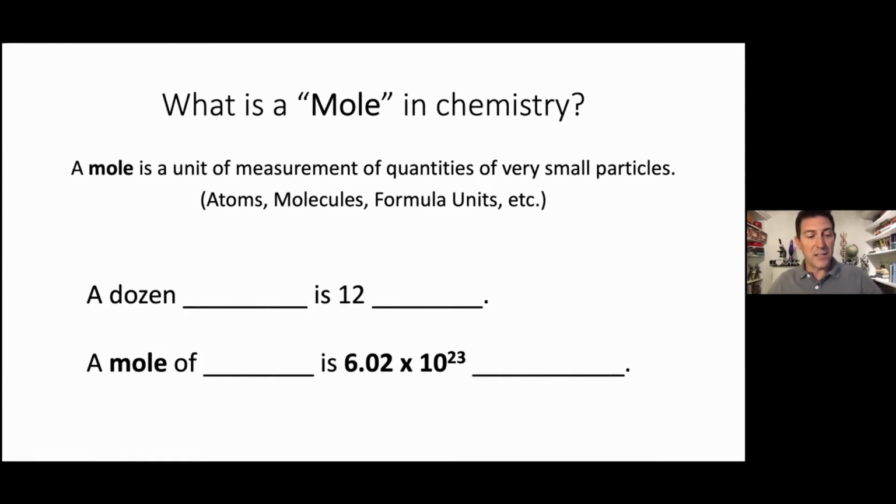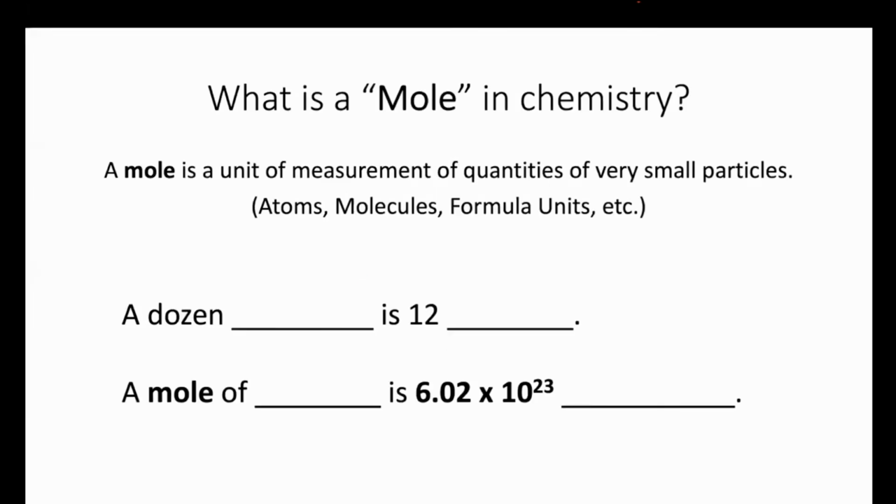Now, let me make an analogy here. A mole in chemistry is not the fuzzy little critter. What is it? The mole is a unit of measurement of quantities of very small particles. In chemistry, we deal with things like atoms and molecules, which you can't see, but you still have to be able to measure them. So I'm going to make an analogy here with a dozen, because most of us are familiar with what a dozen is. Let's say a dozen eggs is 12 eggs. We're all pretty familiar with that. Well, the analogy here is a mole of eggs is 6.02 times 10 to the 23rd eggs.